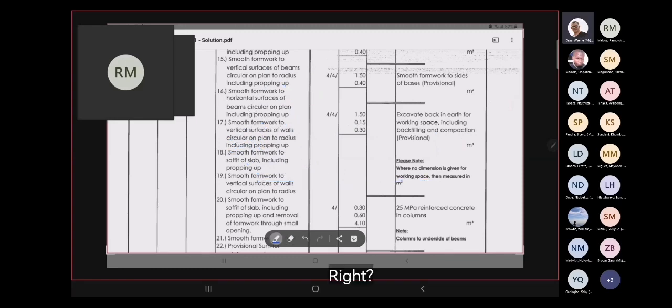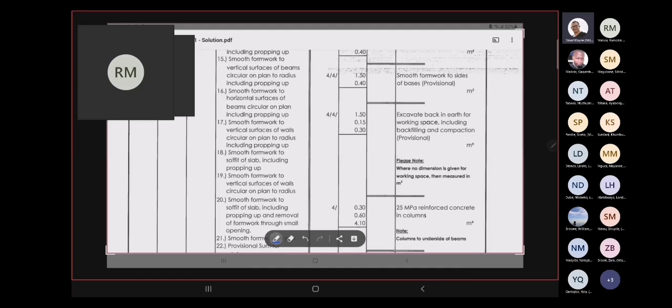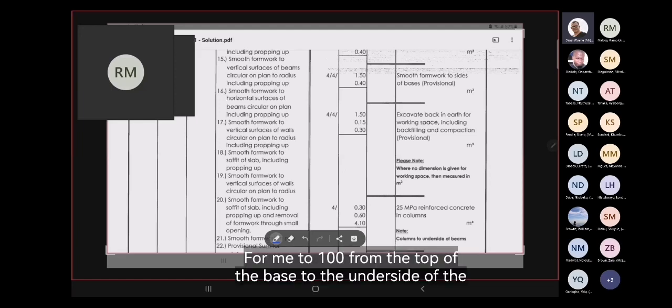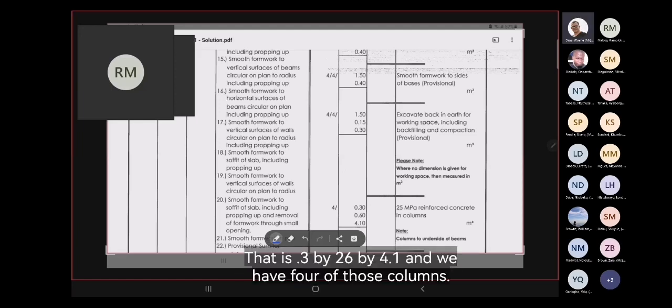Right. So then we have our formula for the concrete in our concrete columns. The size of my columns is given to us as 300 by 600, and the column heights are 4 meter 100 from the top of the base to the underside of the beam. That is 0.3 by 0.6 by 4.1, and we have 4 of those columns.